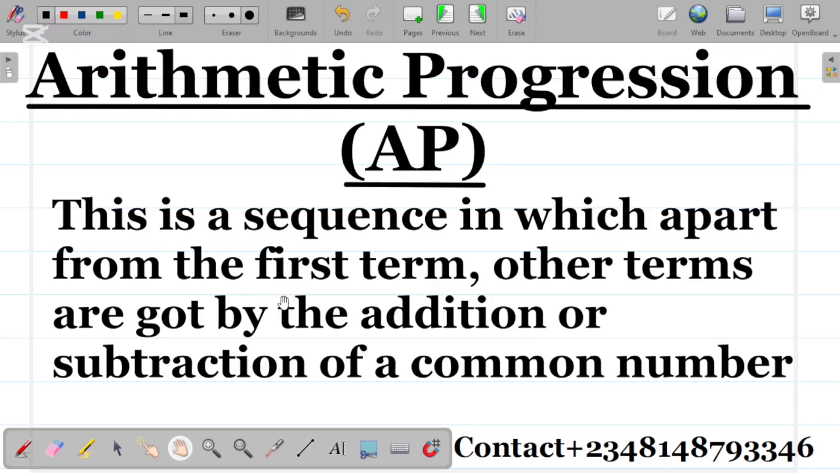In today's class, we are going to be dealing with arithmetic progression. So what is an arithmetic progression? An arithmetic progression is a sequence in which, apart from the first term, other terms are got by the addition or subtraction of a common number.